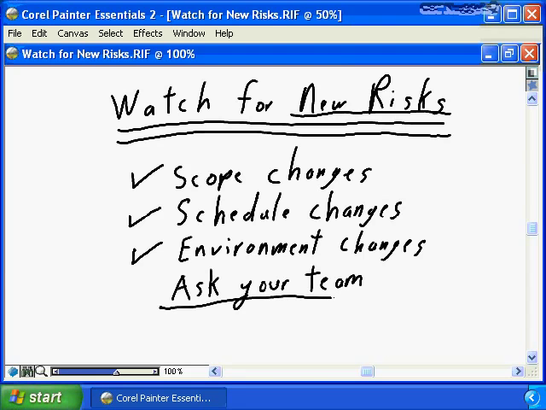Ask your team. Your team are the people on the ground, in the know, that have precise information about the project. They will know whether a risk event has occurred. They will know whether new risks are being identified.